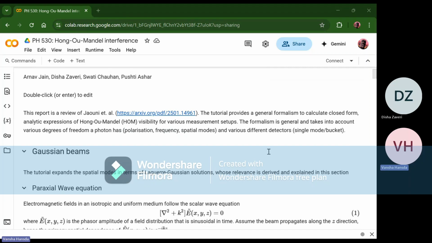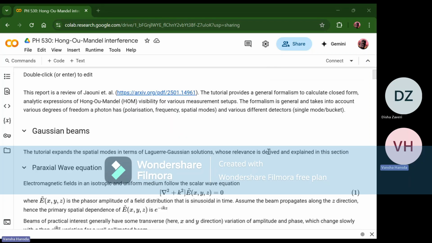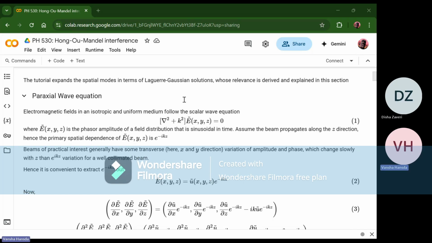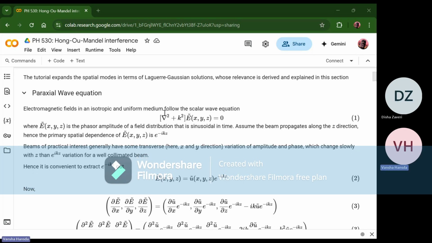So the formalism that we present is analytic, closed form, general, and is valid for very general measurement setups and takes into account various degrees of freedom a photon can have, like polarization, frequency, spatial modes, etc. So we start with a little background reading on what Gaussian beams are, because that is used by the paper in their closed form expressions. So the paraxial wave equation, we are going to derive this.